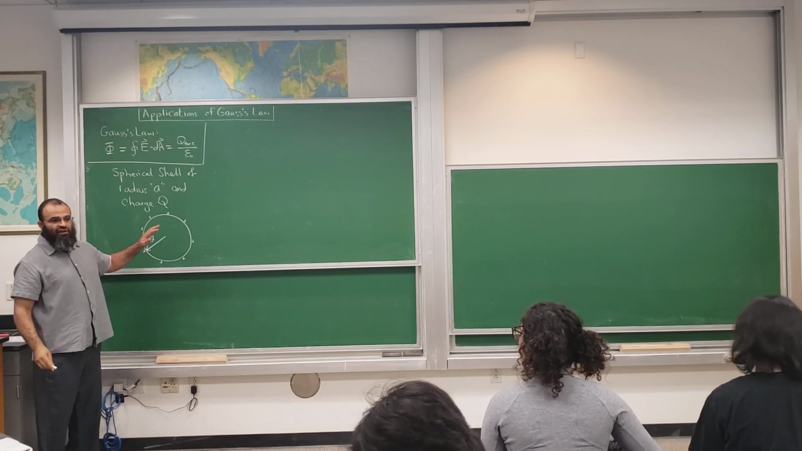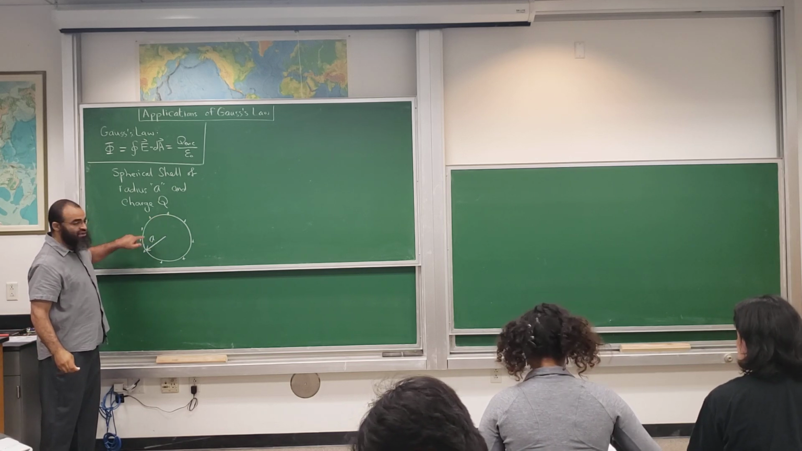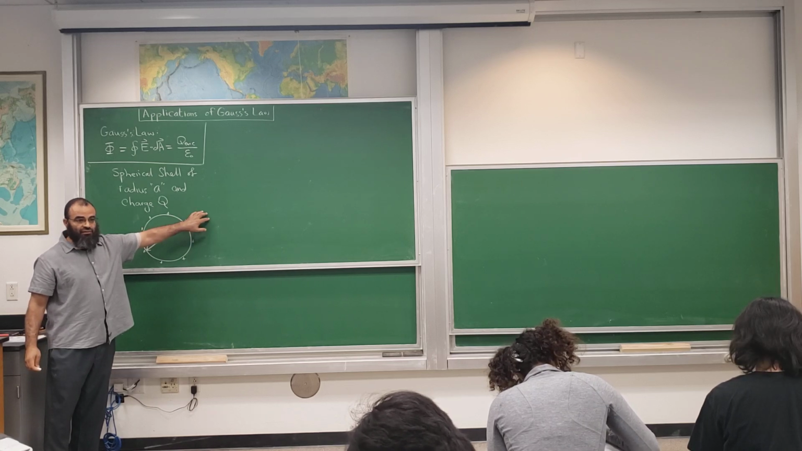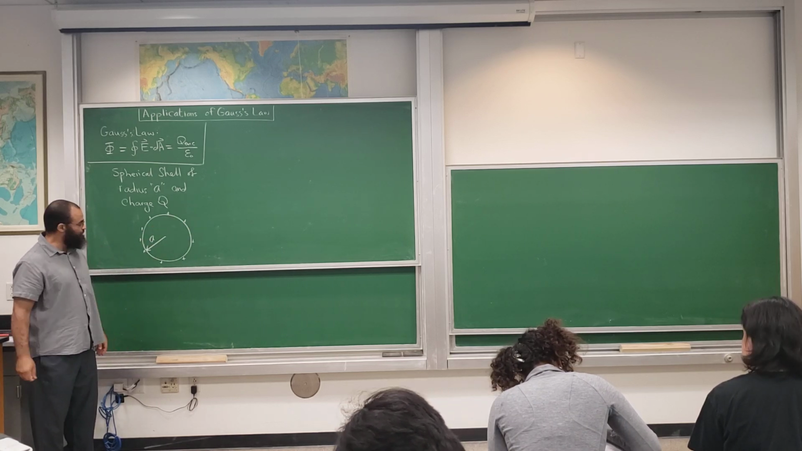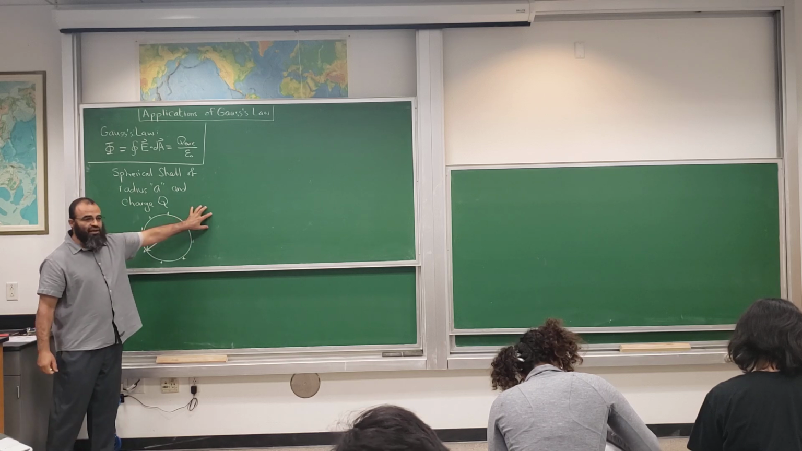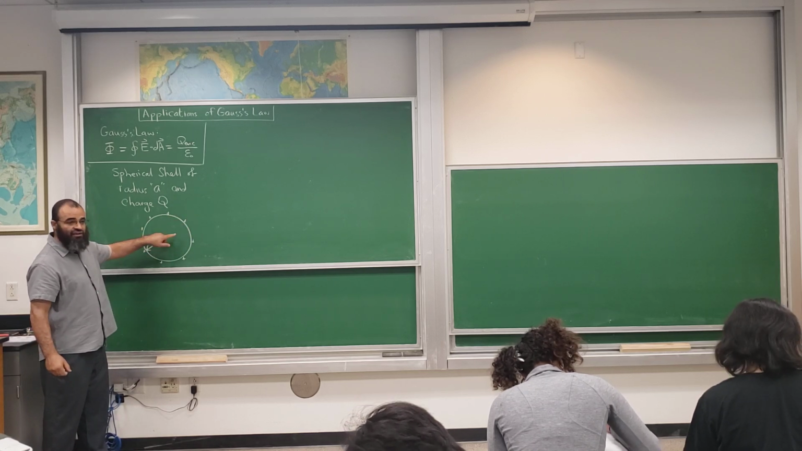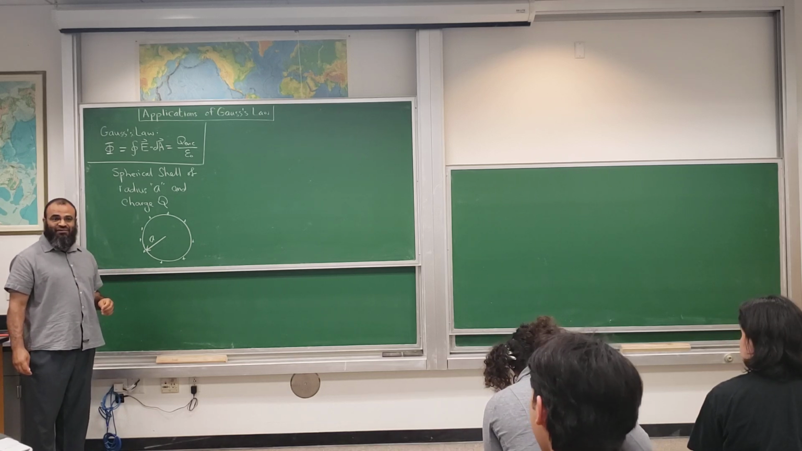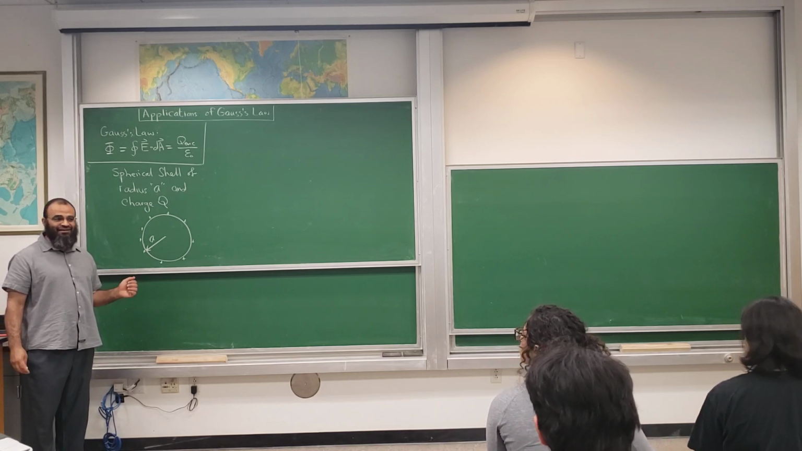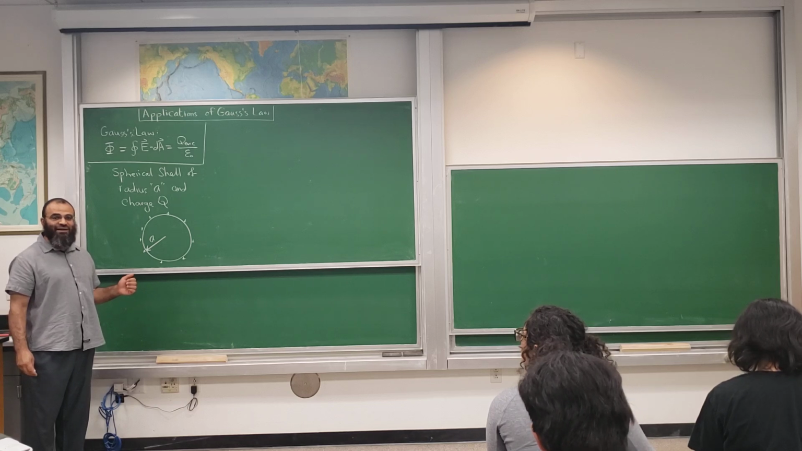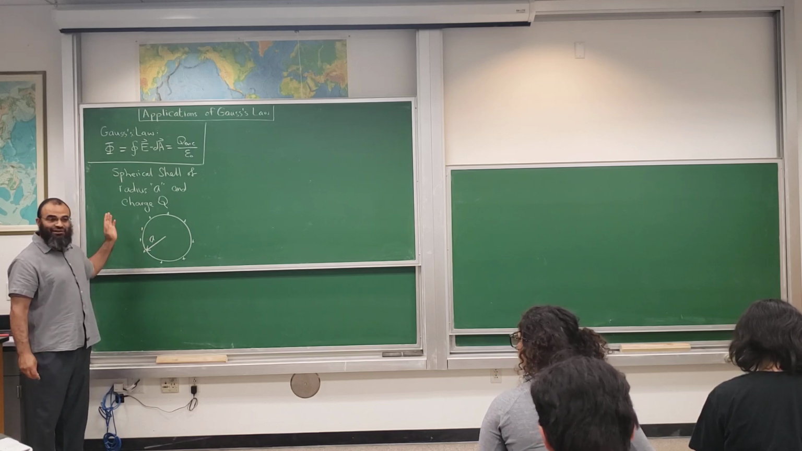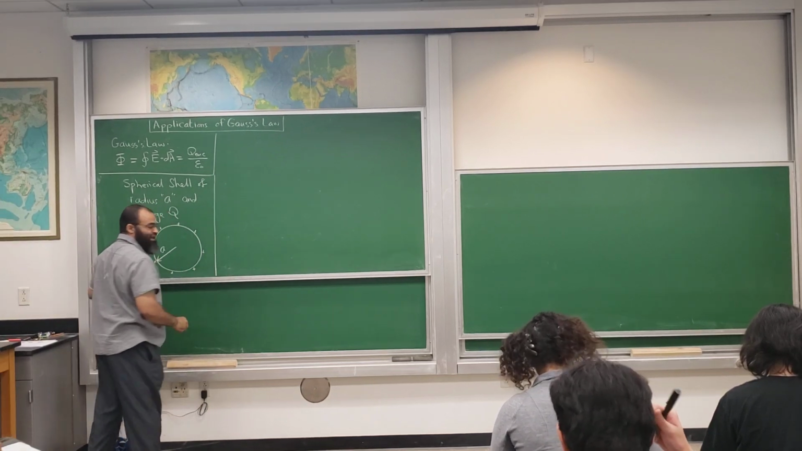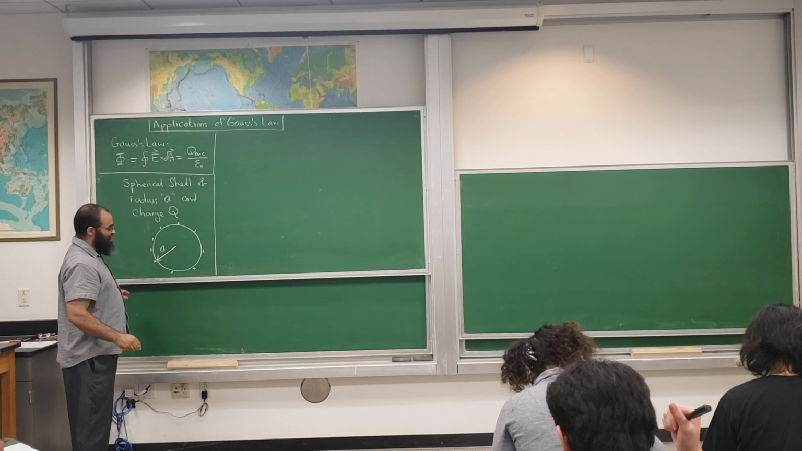It's a shell. It means there is only this piece to it. In the middle, it's empty, and on the outside, it's empty too. Nothing here and nothing there, only the charge right there. And the question: find the electric field, where? Inside and outside. So find the electric field inside the shell and find the electric field outside of the shell.